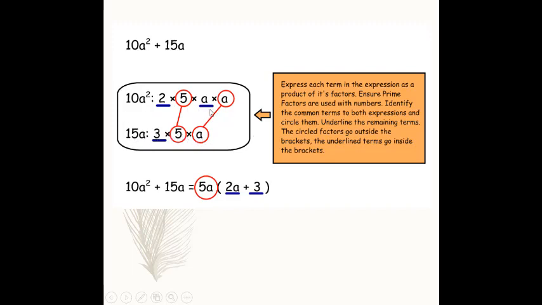Right now, we are going to circle the like terms, the common terms, 5 and also a. So 5a is going to be written outside of the brackets. And what remains from the first term? 2a. How about the second term? Only the 3 remains. So we are going to write 5a multiplied by the brackets, 2a plus 3.